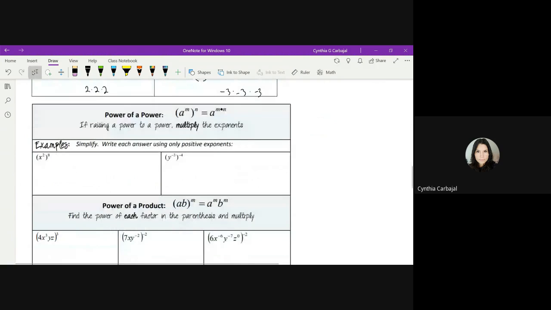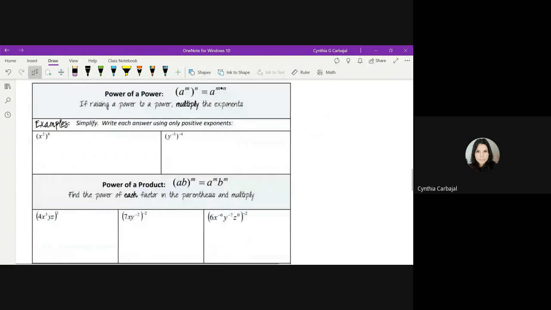All right, power of a power. If raising a power to a power, multiply the exponents. So you have x to the 2, raised to the power of 8.